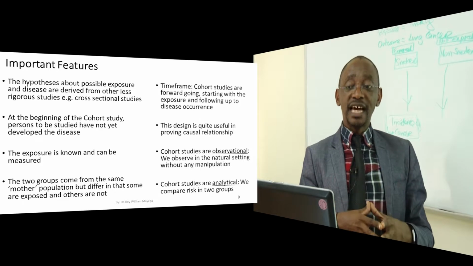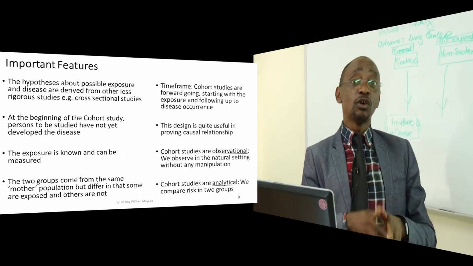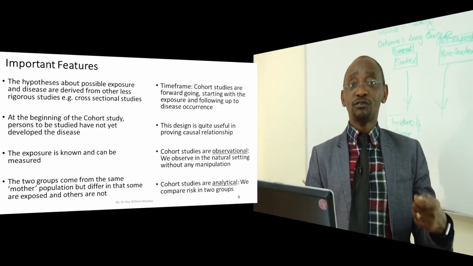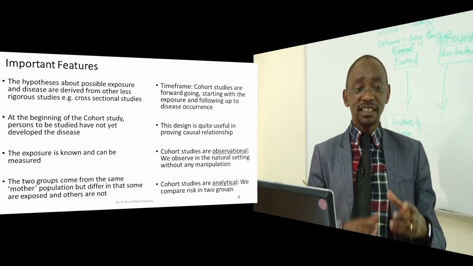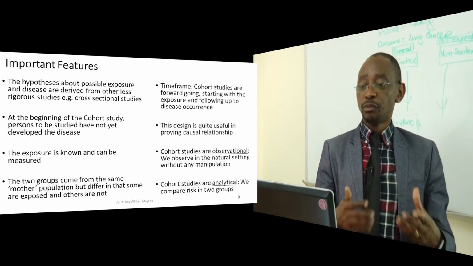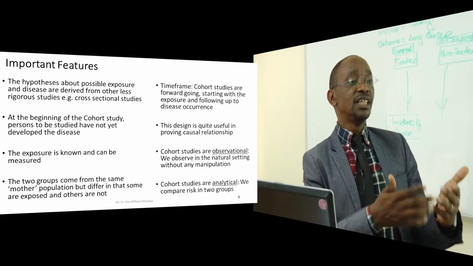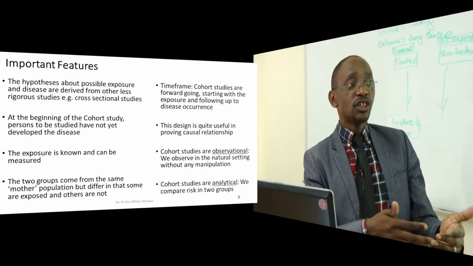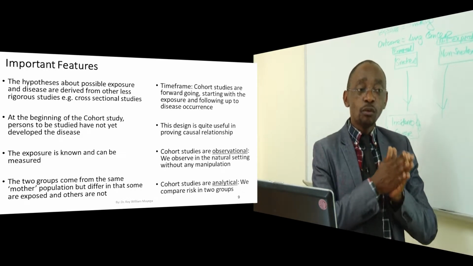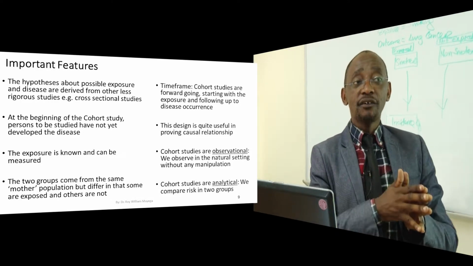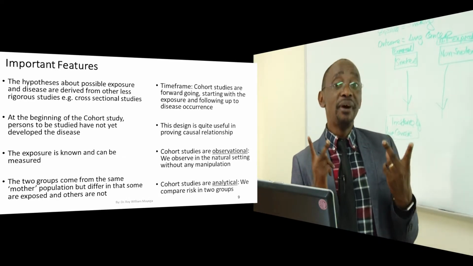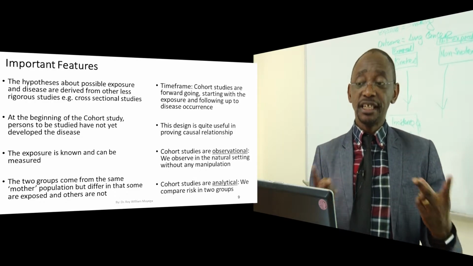We observe people in their natural setting without any manipulation, because if we manipulated them, it might constitute ethical problems. For instance, we cannot forcefully expose people to a negative agent. We can't tell people, please start smoking so that we see whether you develop lung cancer. Or we cannot tell people, please don't put on your seat belts so that we see whether you are at higher risk of road traffic accidents. So in cohort studies, we just observe events occurring in their natural setting. Cohort studies are classified as analytical because we compare things that are happening in two groups.